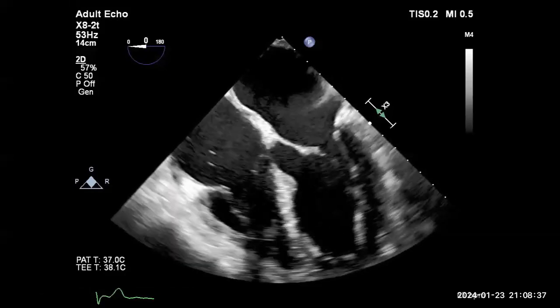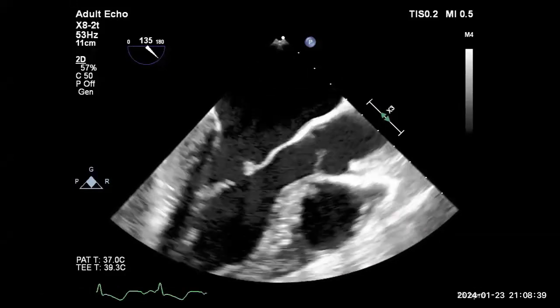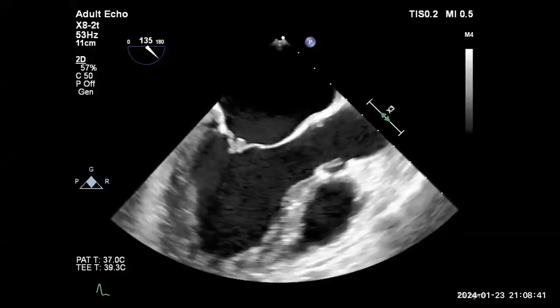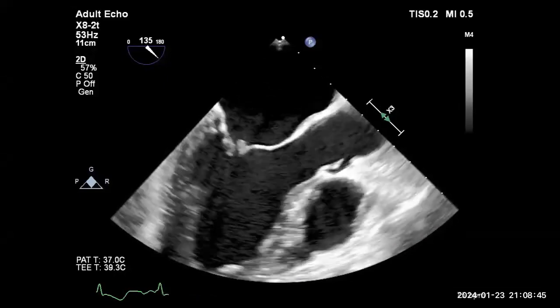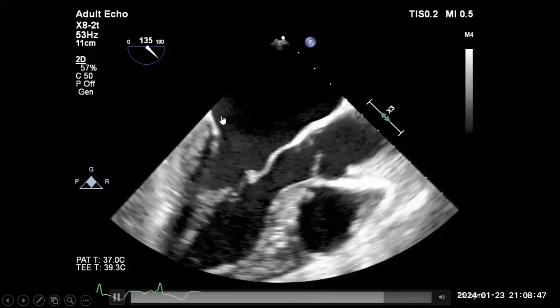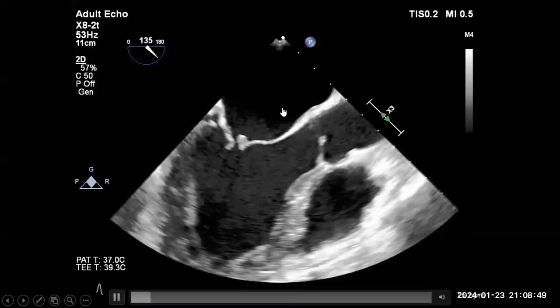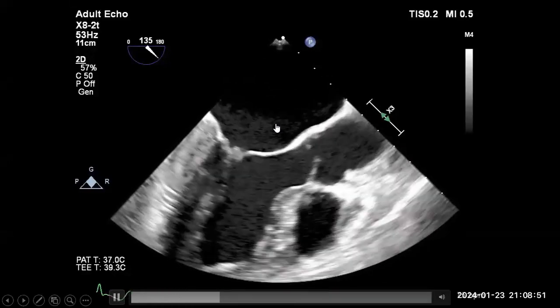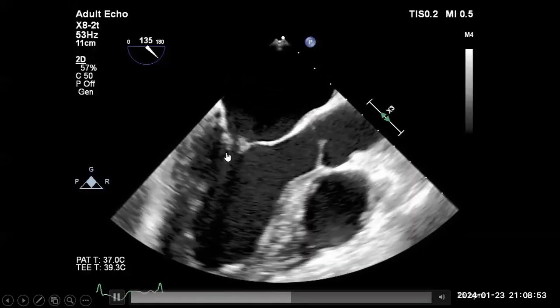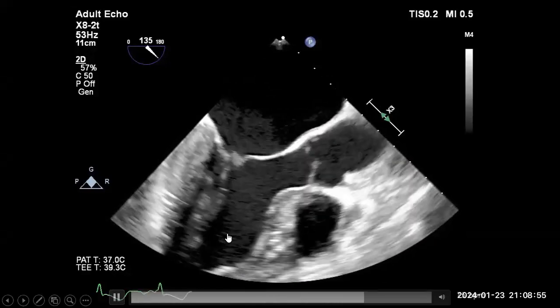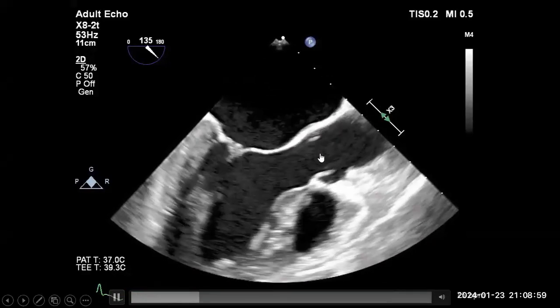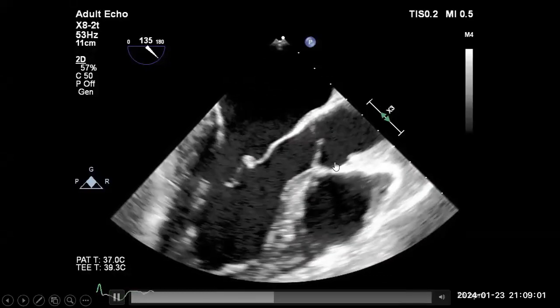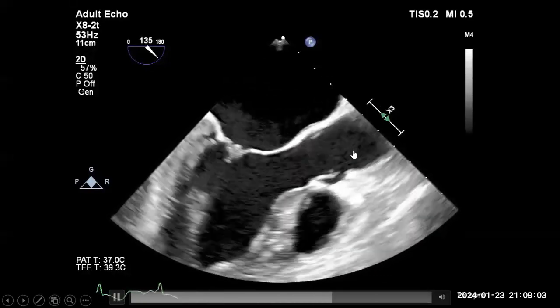The second view is the long axis. It's usually between 110 to 130, 135, depending on the patient. This is what we call the long axis view. It's almost similar to the parasternal long axis or the 3-chamber. What you have here is the mitral valve, the left atrium, LV, and the aortic valve and ascending aorta. So this view is very important.